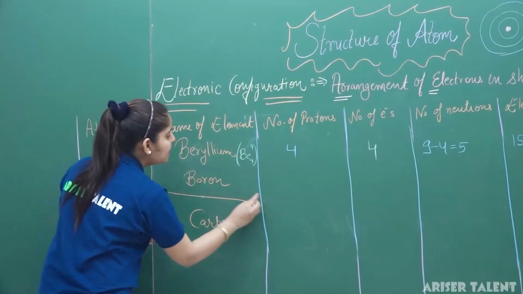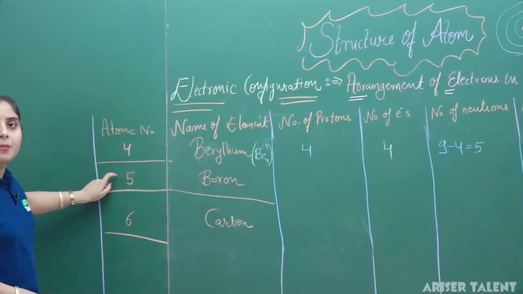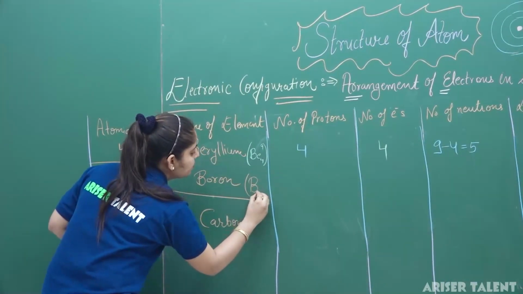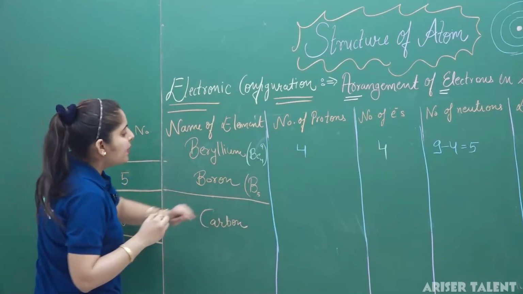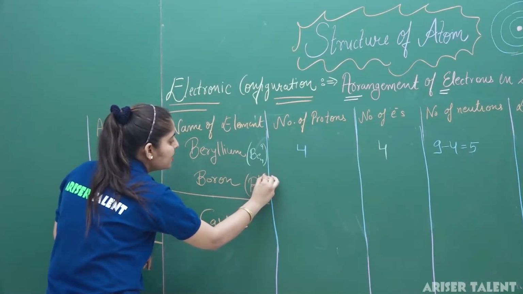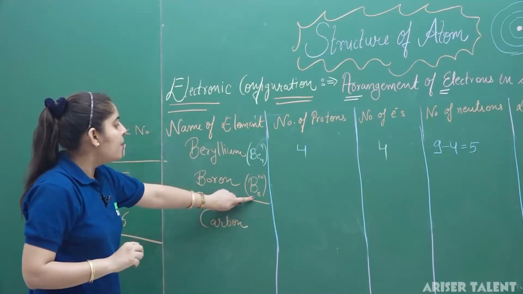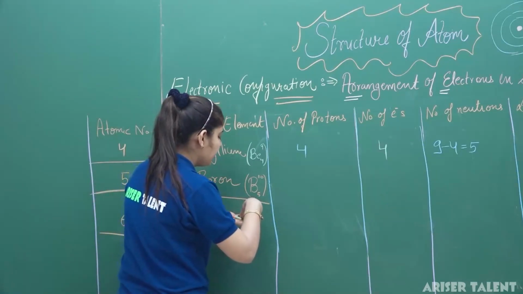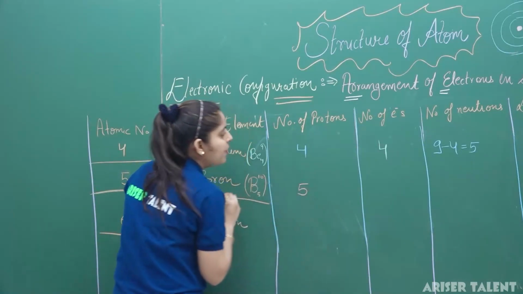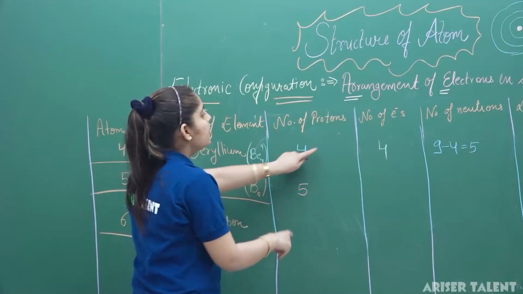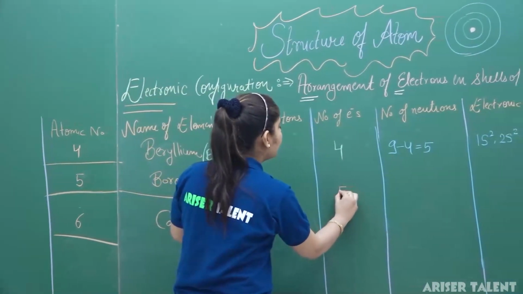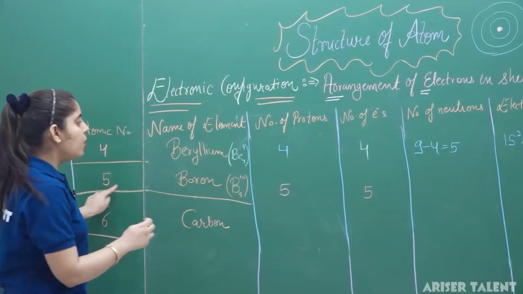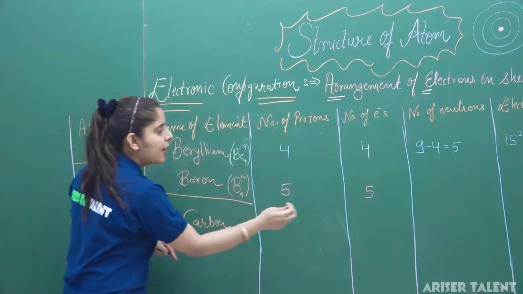Our next element is boron, having an atomic number 5. So the symbol for boron will be B, atomic number 5, atomic mass 10. So number of protons will be the atomic number of the element. Number of protons here is 5. Number of electrons will be the same as the number of protons. Now we have to calculate the number of neutrons in case of boron. Number of neutrons will be 10 minus 5.